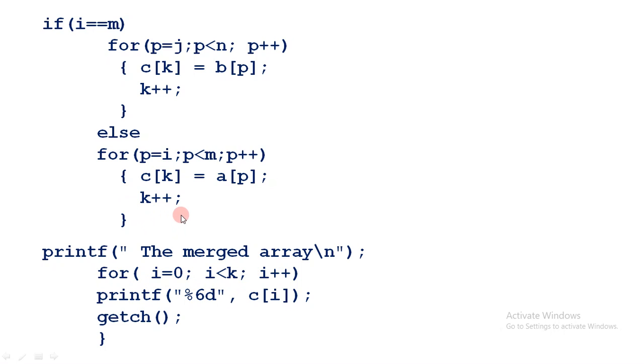i equal to 0, i less than k, because k will contain the total number of elements, i plus plus, printf %6d c of i. This is in order to print the array in a sparse way. Okay, we have a gap of 6 places.